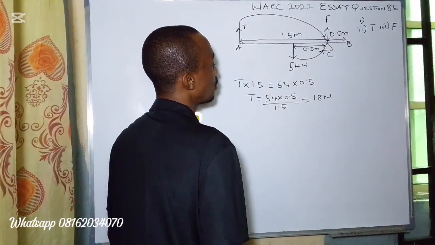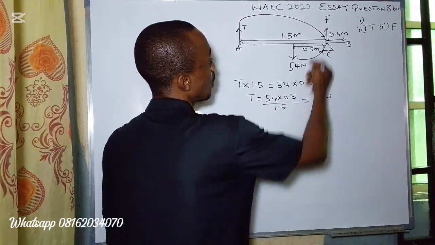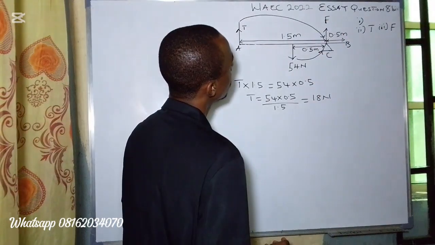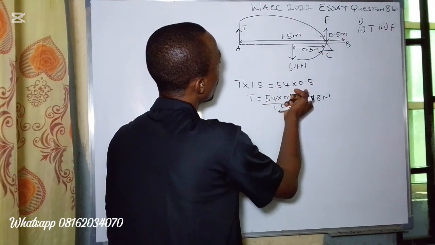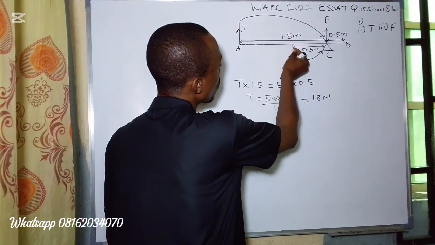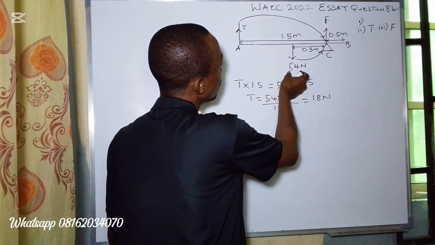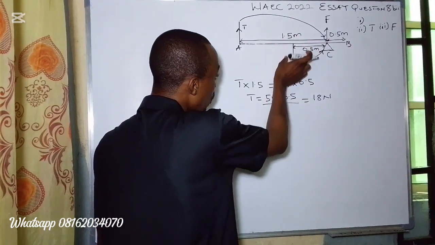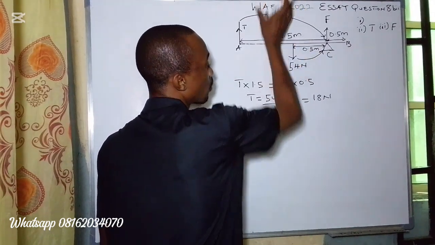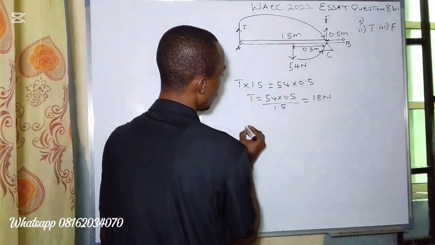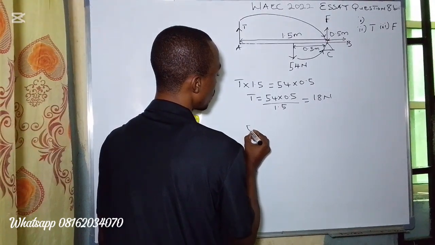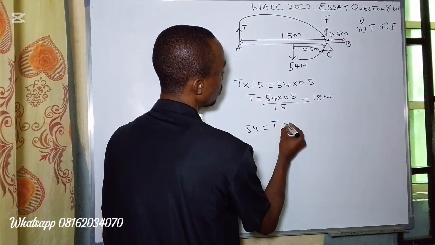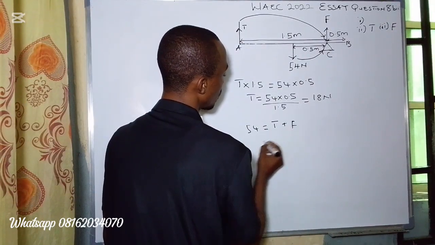So the next one will be to find the force. We're looking for this force. So how do we get the force? As you can see, there's only one force acting downwards, but two forces are acting upwards. So the sum of the downward forces must be equal to the sum of the upward forces. So you're going to have 54, because that's the only force downwards, equal to T plus F.